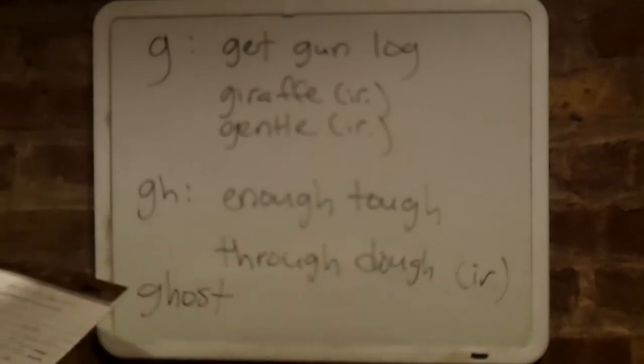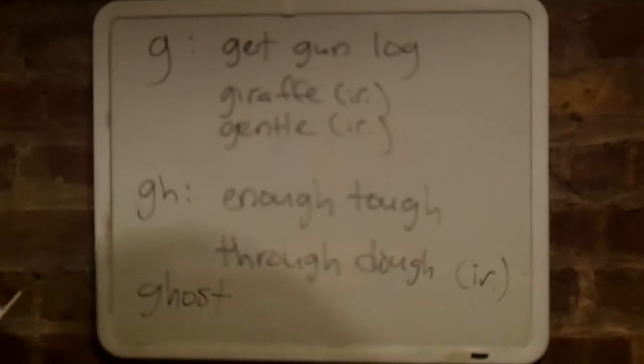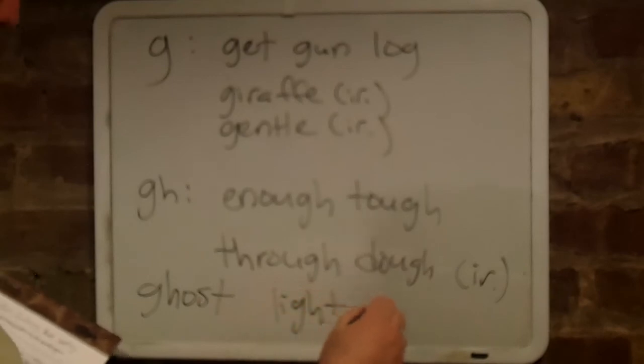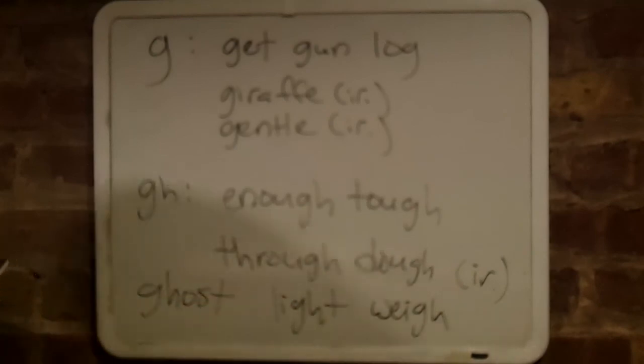And if it comes in the middle of a word, it usually makes the vowel long. So you can see this in words like light or way. So the GH will make the vowel long.